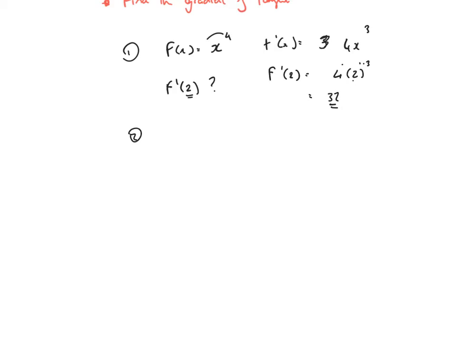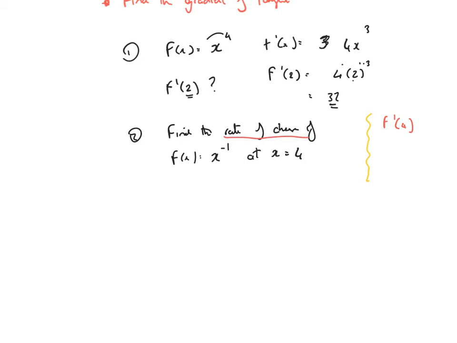Okay, example 2. Find the rate of change of f of x equals x to the minus 1 at x equals 4. Now that could have been phrased like this: find f dash 4. So it's another way of saying the exact same thing. Find the rate of change.